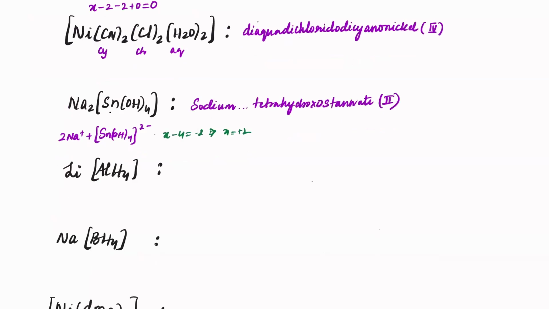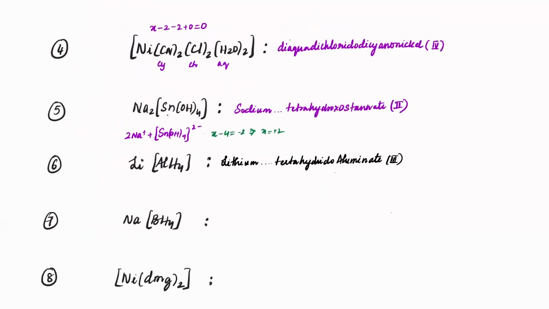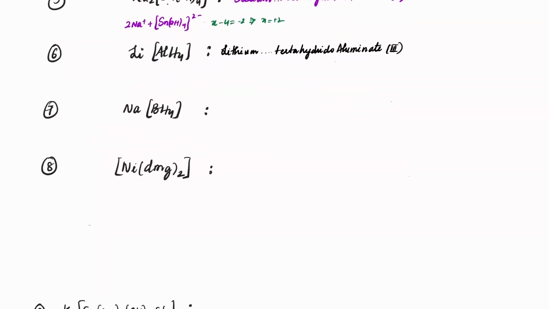The same goes with lithium aluminum hydride. The name will be simply lithium space then tetrahydrido aluminate, oxidation state plus 3. So please do check. I hope you all are able to write that. Okay. See the next one.